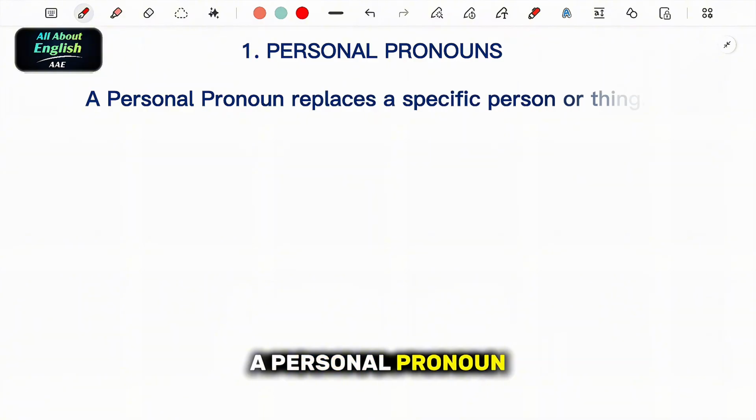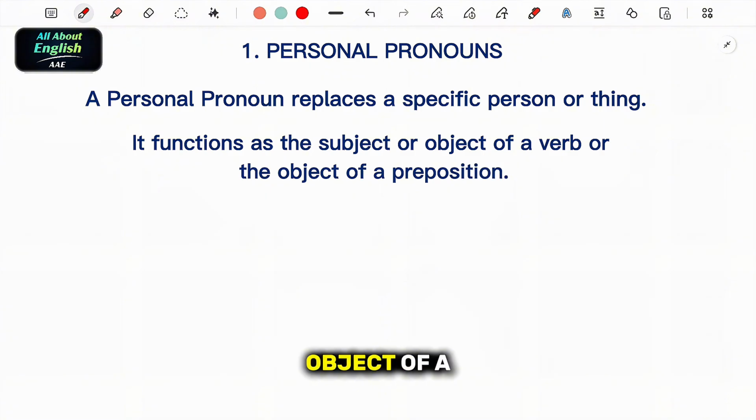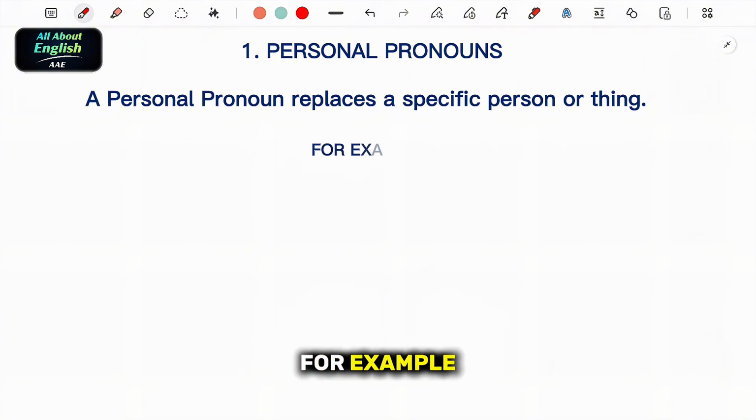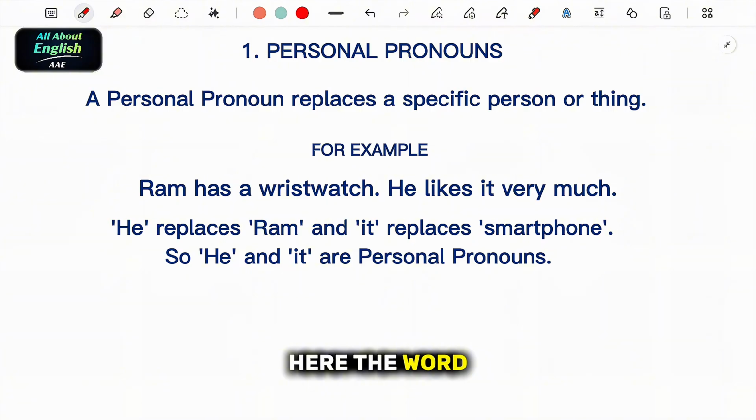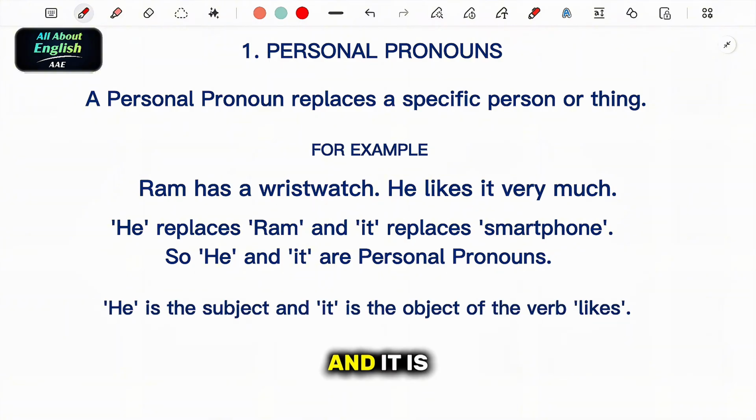A personal pronoun is a word that replaces a specific person or thing. It functions as the subject or object of a verb or the object of a preposition. For example, Ram has a wristwatch. He likes it very much. Here, the word he replaces the noun Ram and the word it replaces the noun wristwatch. So both he and it are personal pronouns. He is the subject and it is the object of the verb likes.